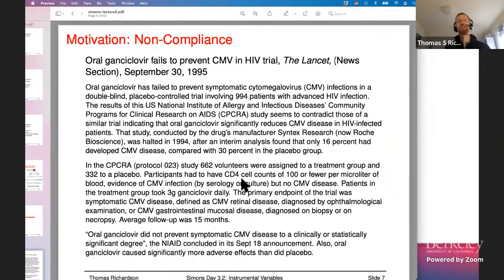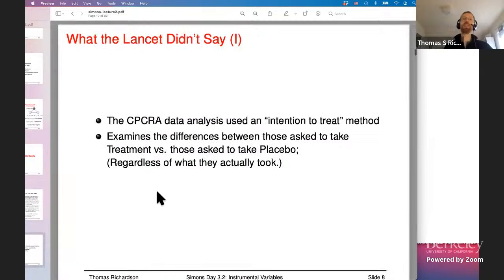Then there are details about exactly how the study was conducted. 662 volunteers were in the treatment group and 332 on placebo. And this is the summary: oral ganciclovir did not prevent symptomatic CMV disease to a clinically or statistically significant degree, the NIAID concluded in its announcement. Also the drug caused significantly more adverse effects than did placebo. It has to be said it's being published in the Lancet, so this may say more about scientific journalism, but this is what the Lancet didn't say.